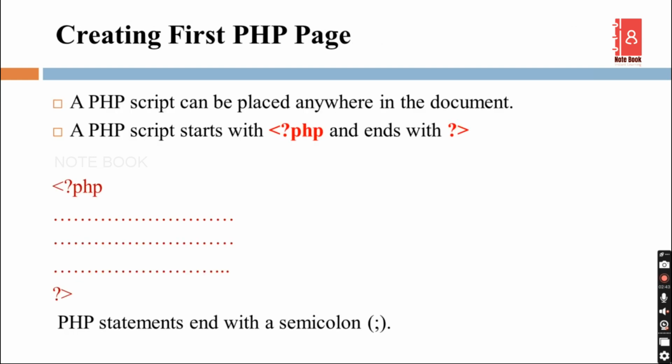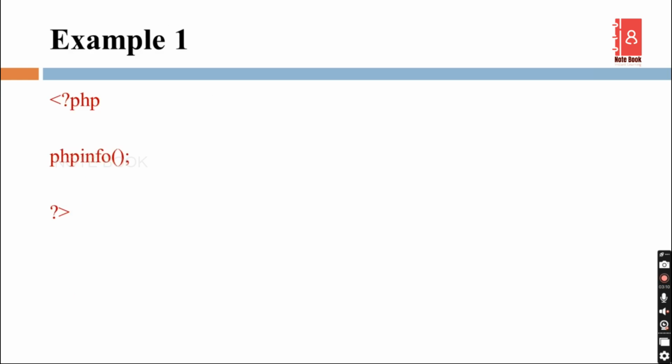Then creating the first PHP page. We can create the PHP page by writing the PHP script, and the script can be placed anywhere in the document. The script starts with an angle bracket, question mark, PHP, and ends with a question mark and closing angle bracket. So this is the PHP script. It will look like this, and PHP statements end with a semicolon. Look at this example, where the PHP script mentioned in the previous slide was given here, with phpinfo inside.